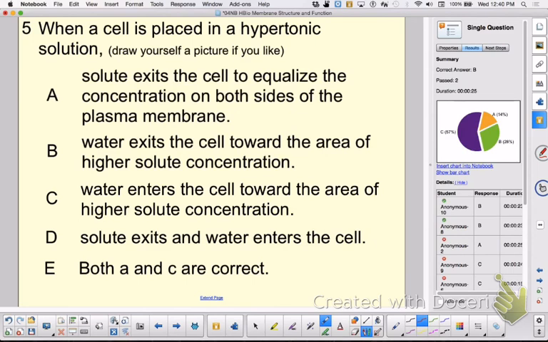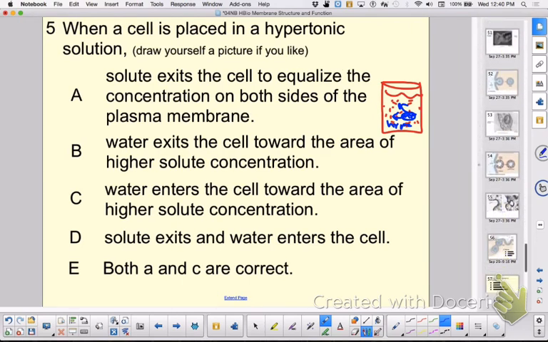So this one, a bunch of you picked C. Okay, when a cell is placed in a hypertonic solution, so here's a beaker, here's the solution, it's hypertonic, right? And I'm putting a cell inside of there. That means the cell is hypotonic. If it's hypo and the water is hyper, water must flow from the hypo. Got that? Okay, then if you want these other questions, we'll just do them out loud, okay?